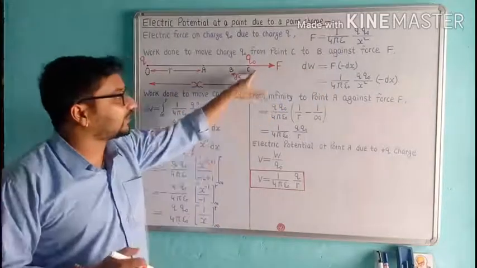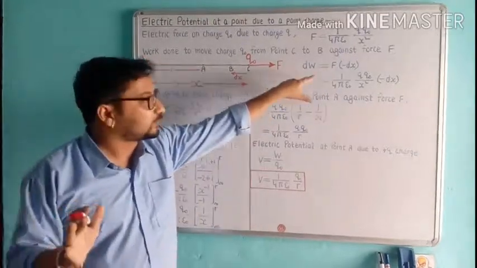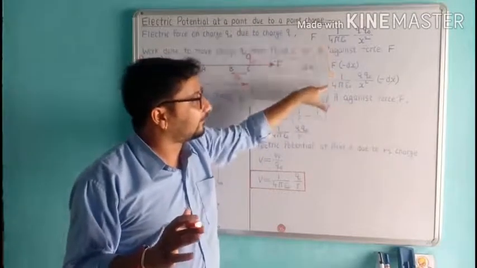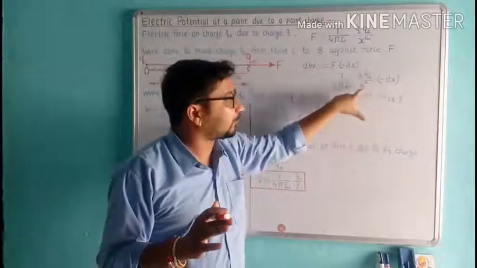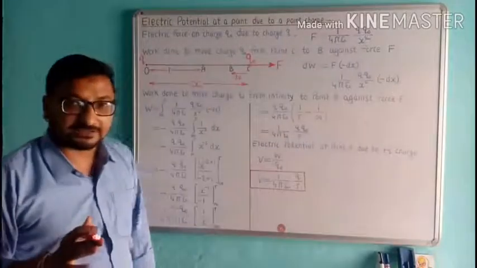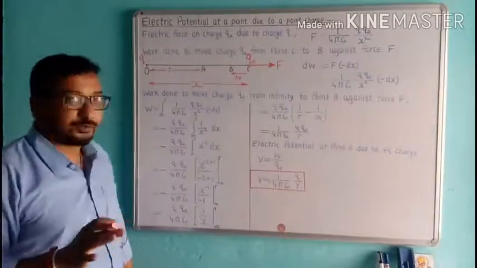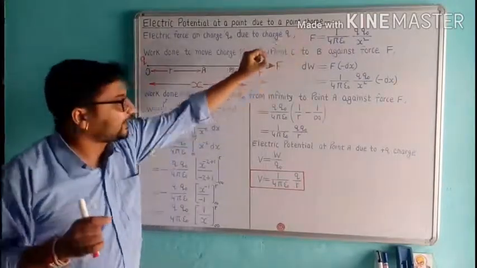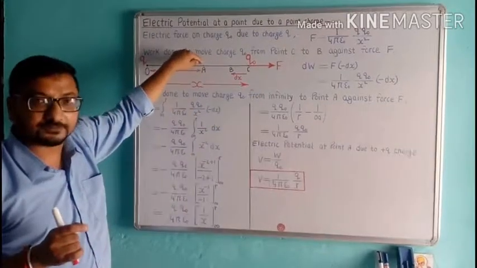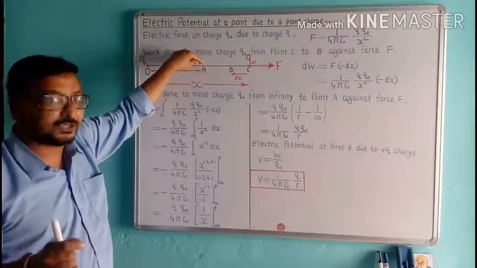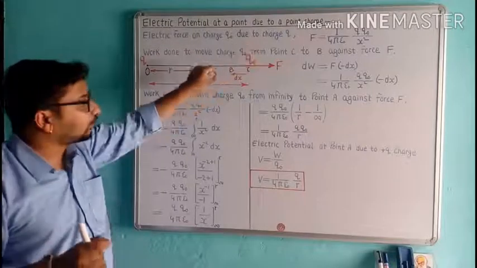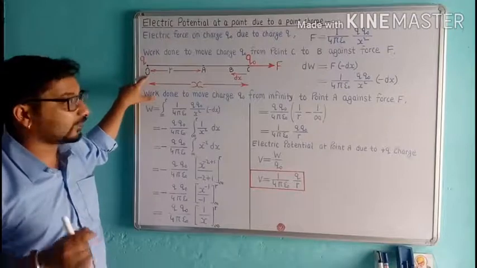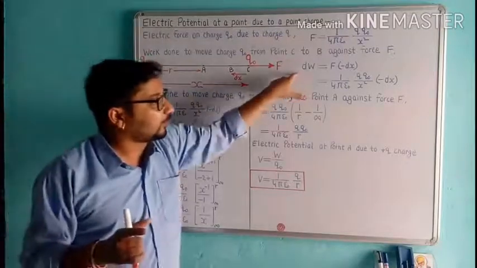Since this work done is against the electric repulsive force, we use the minus sign, and when we put the value of F from above, we get 1 upon 4 pi epsilon naught Q Q naught upon x square into minus dx. Now if we want to bring Q naught charge from infinity to point A, that is r distance from point O, then we integrate this small amount of work done.